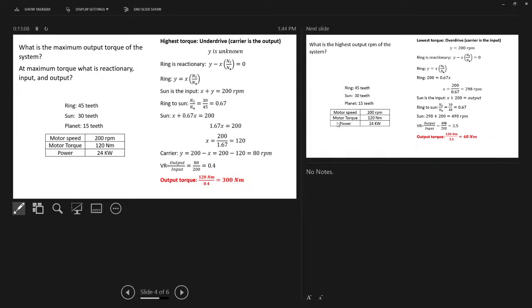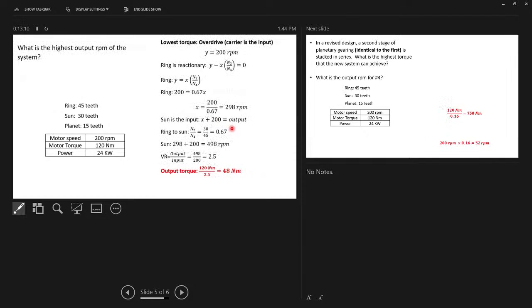So let's see, what was question number 3? What is the highest output RPM? Again, we're going for the highest output, so we're going to step up from 200 using this same system. The carrier is going to be going 200. The ring is going to be a reaction, and the carrier is going to be the output. Oops, sorry, this is a flaw here. Oh no, my mistake. The carrier is the input.